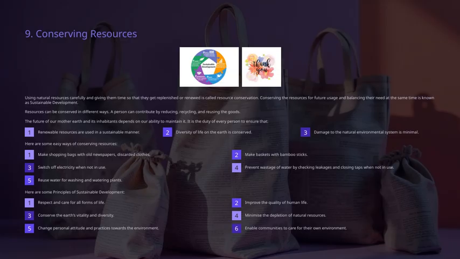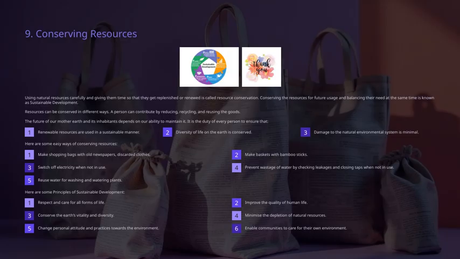Now, let's look at some principles of sustainable development. Respect and care for all forms of life is fundamental. We need to conserve the Earth's vitality and diversity, meaning protecting the variety of life on our planet. Changing our personal attitudes and practices towards the environment is crucial, too. For example, making baskets with bamboo sticks is a traditional way to reuse natural materials. Preventing water wastage by checking for leaks and closing taps when not in use is a simple but powerful habit.